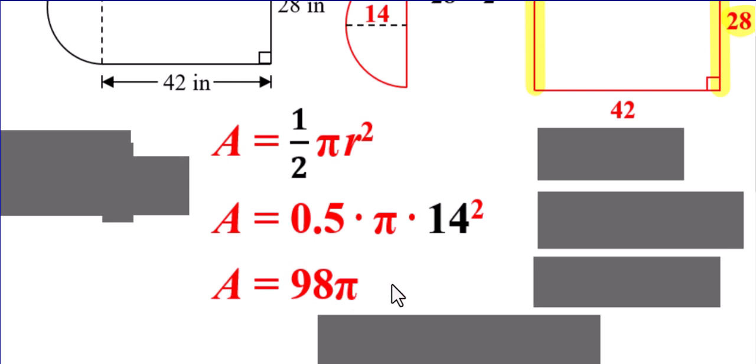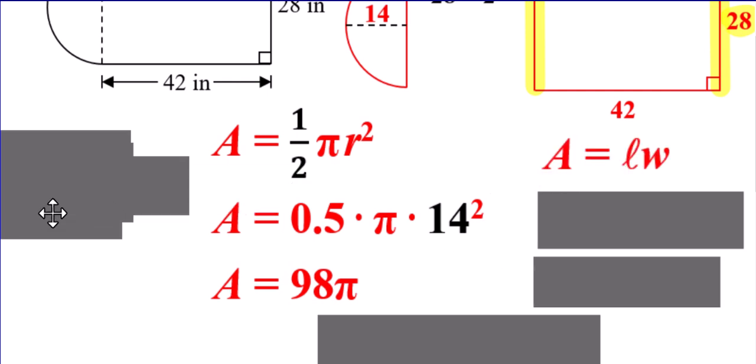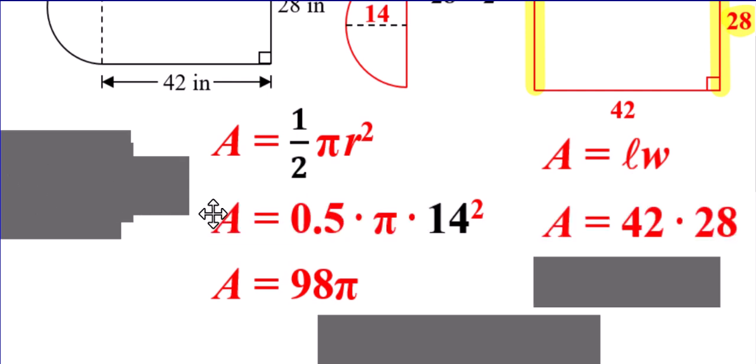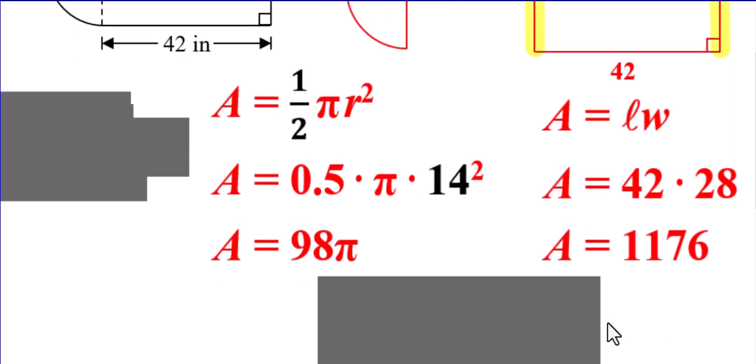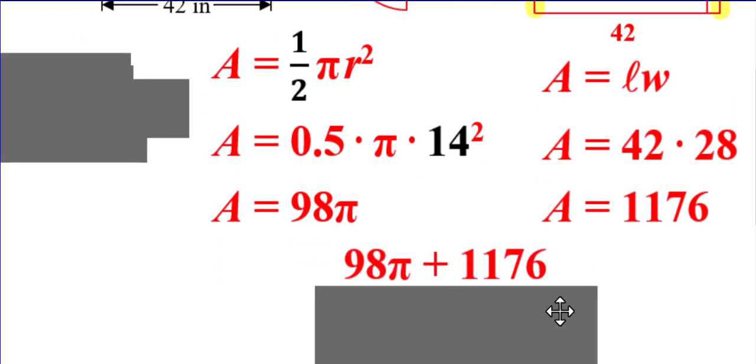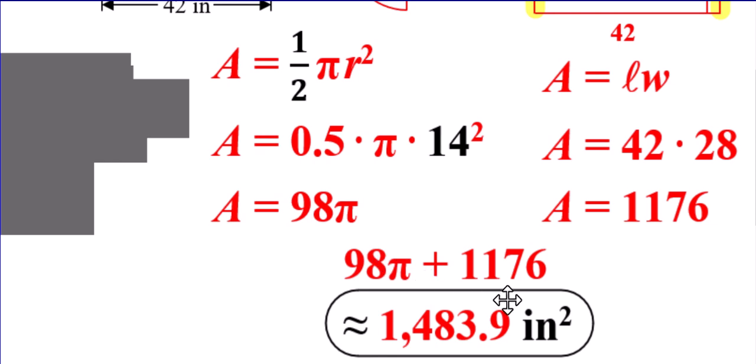Now, I know you might have got the crazy decimal. I would not write the crazy decimal because that's going to require you to round. You don't want to round until the very end. Otherwise, it could actually make your final answer a little bit off. For the rectangle, area equals length times width. This is really easy, 42 times 28. That's going to give you 1,176. Add these measures together, and you will get the total area.